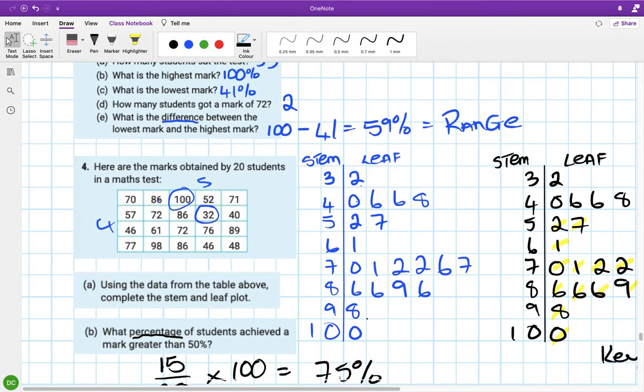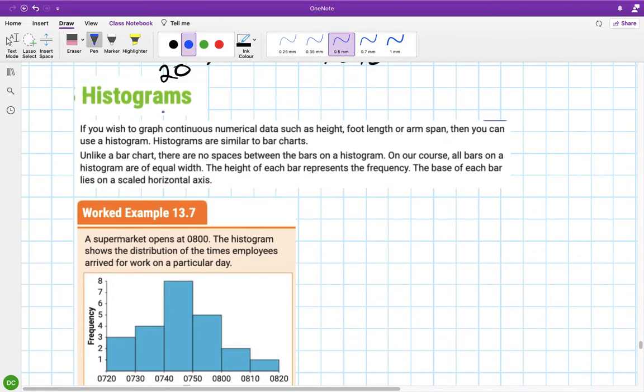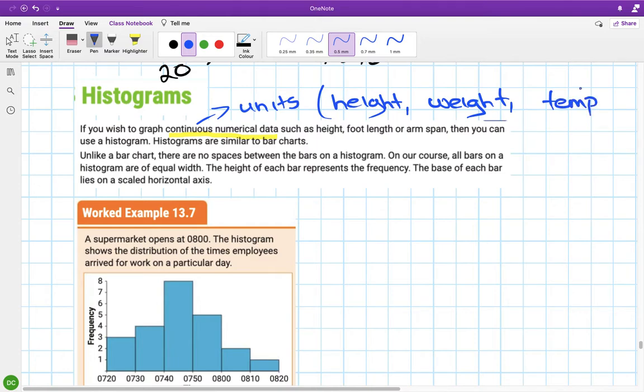Okay, so that's stem and leaf, so mark them. And then we're moving on to our last chart, actually, which is a histogram. Now, a histogram is used for continuous numerical data. So remember, continuous data is the one with units, like height, because it could be measured in centimeters or meters, weight, grams or kilograms, temperature, because degrees Celsius, etc. Okay, so all of those ones.